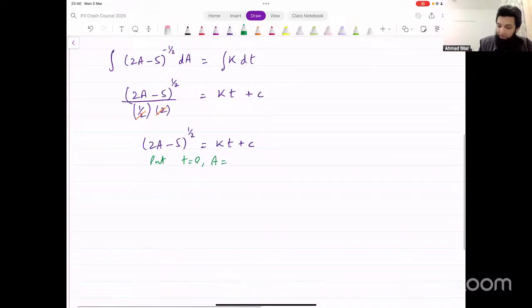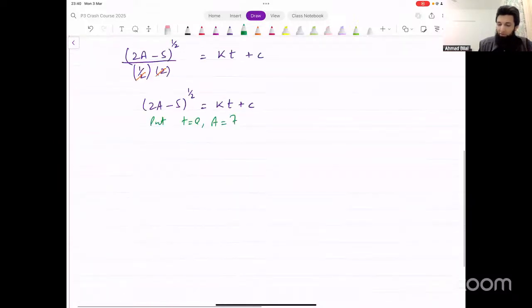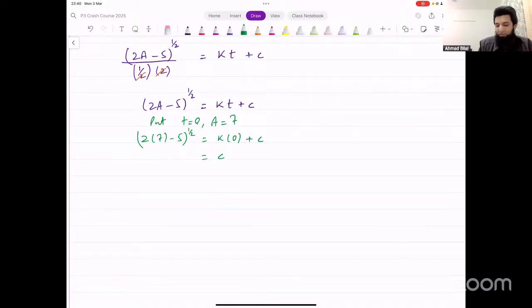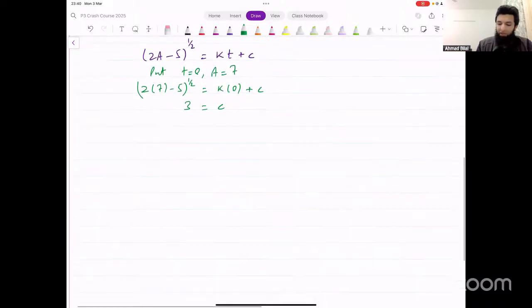t is 0 and a is 7. Okay, so that's one piece of information that we have. Let's input that here. That gives us (2 into 7 minus 5) whole raised to the power of 1 over 2. On the other side, we have k times 0, which just becomes 0 plus c. So we can find the value of c from this, right? 14 minus 5 raised to the power 1 over 2, that is 3. The value of c turns out to be 3.